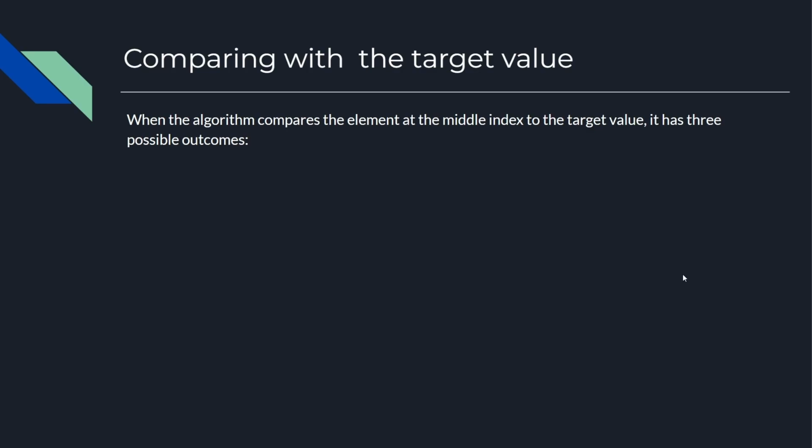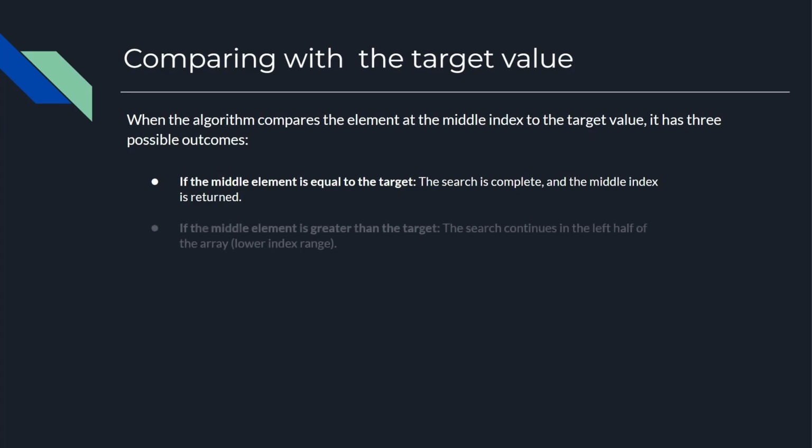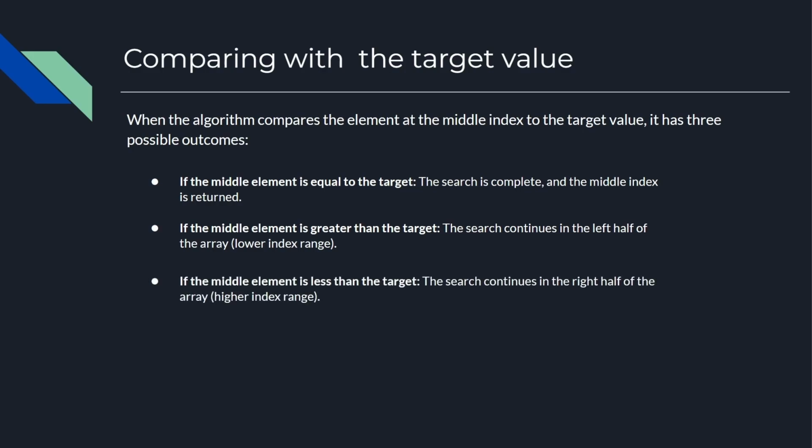So, firstly, if the middle element matches the target, then we are done because we found the target that we are looking for. And the next thing is when the middle element is greater than the target. It means the target must be in the left half of the array, so we discard the right half. Lastly, when the middle element is less than the target, it means that the target must be in the right half, so we will discard the left half.